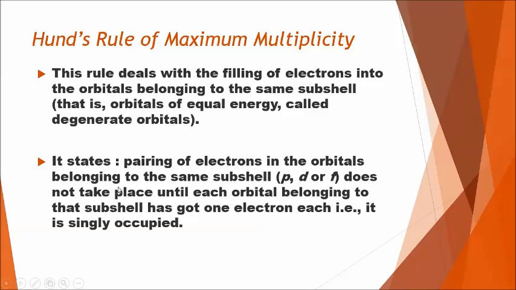So how the statement comes is, pairing of electrons in the orbitals belonging to the same subshell p, d and f does not take place until each orbital belonging to that subshell has got one electron each, that is, singly occupied. So if the p orbital is having two electrons, we can't keep both the electrons in the first subshell. So we have to keep that one in separate subshells. Then only after filling the third subshell also with a single electron, then only the pairing does.